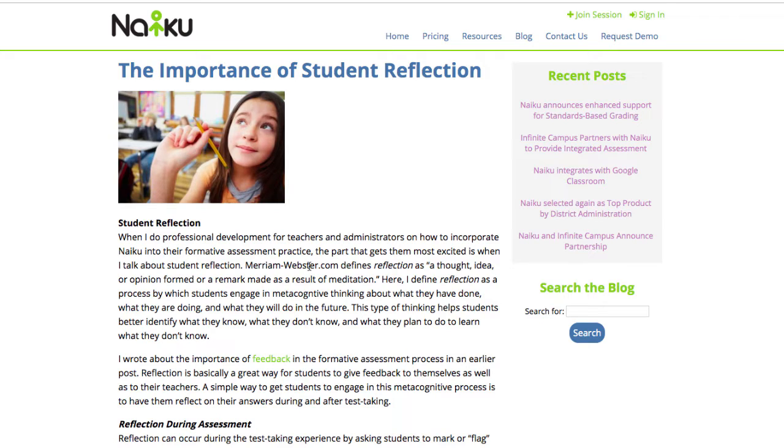Naiku.com defines reflection as a process by which students engage in metacognitive thinking about what they have done, what they are doing, and what they will do in the future. This type of thinking helps students better identify what they know, what they don't know, and what they plan to do to learn what they don't already know.